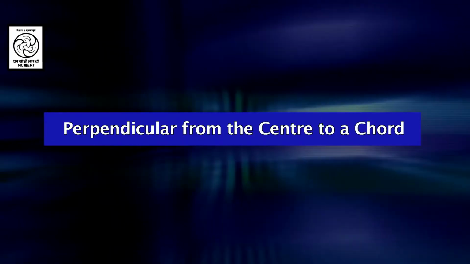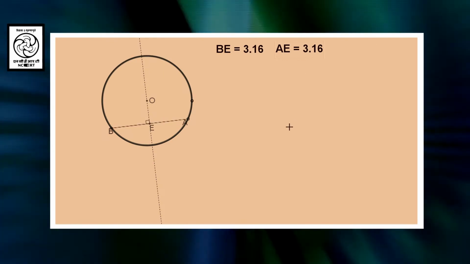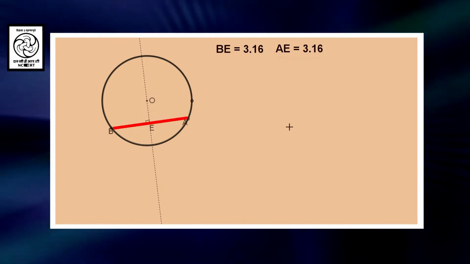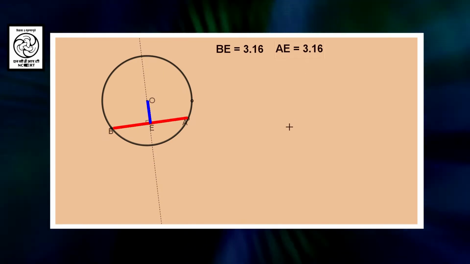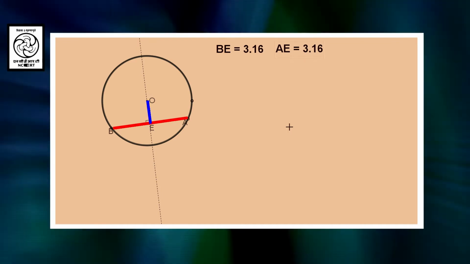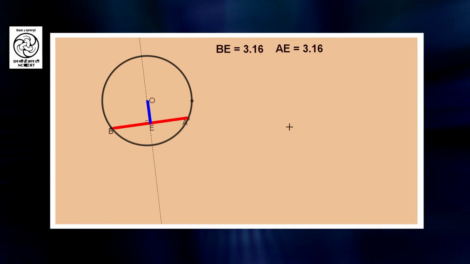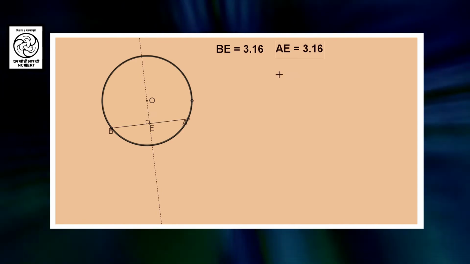Now, let us move forward and see what happens if we drop a perpendicular from the center to a chord. In the figure you can see that AB is a chord and we draw a perpendicular OE from the center O of the circle.